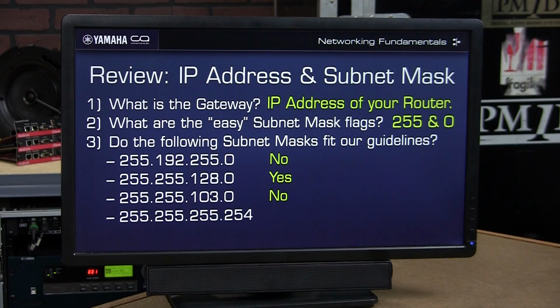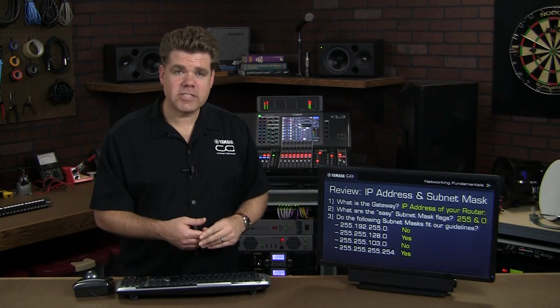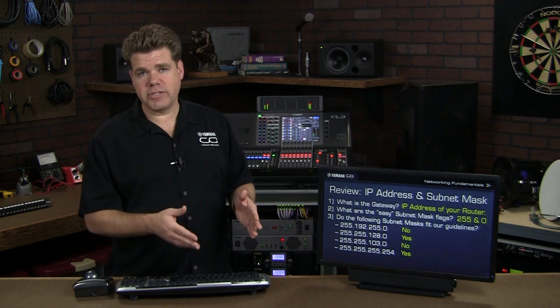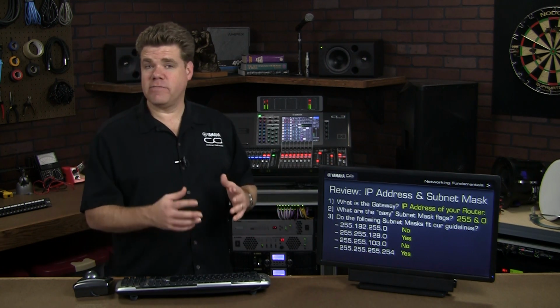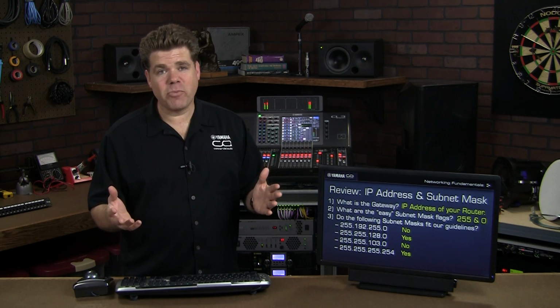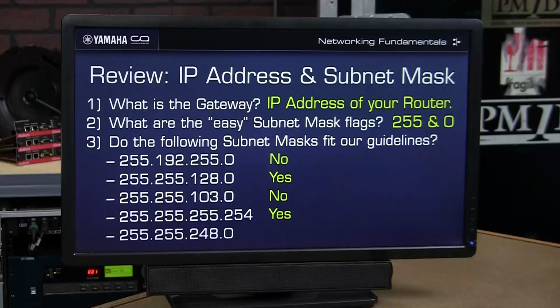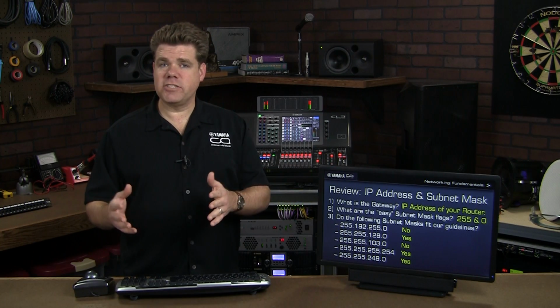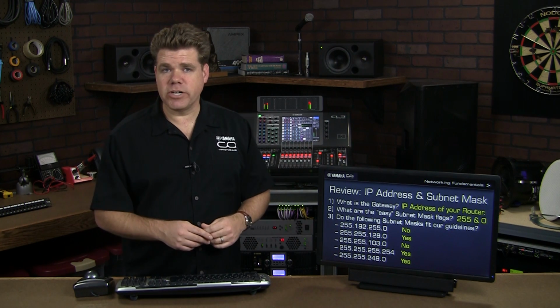How about 255.255.255.254? Yes, this one does meet our guidelines. The 254 in the last field is one of the acceptable flags. We only have one transition from binary ones to binary zeros. Now, if you work this one out, it's a very small local area network range. It only yields 2 addresses, but it meets our best practices. So how about 255.255.248.0? Yes, this one does meet our guidelines. 248 is one of our acceptable flags. We only have one transition from binary ones to binary zeros, so we're good.